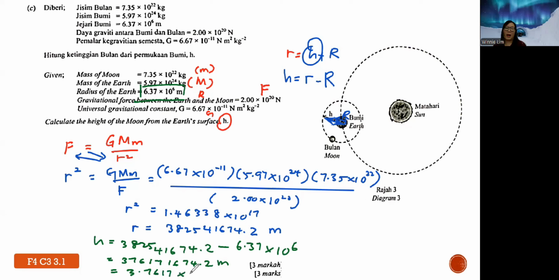Now, if any of you want to write in standard form, it will be 3.7617 times 10 power 8 meter. Same thing, do not round off too much, minimum 4 decimal points. Because if you round off a lot, it's considered wrong. Let's say any of you write 3.76 times 10 power 8, your final answer gets no marks. Why? Two decimal points. They want minimum 3. It's good that you stick to 4. Whenever you are confused about decimal points, stick to 4.